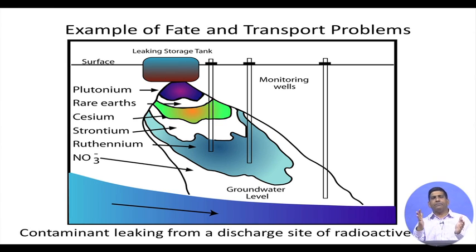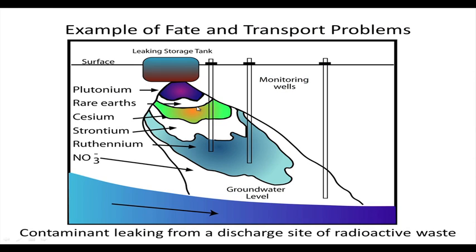Plutonium had traveled very little, then the rare earths, then the cesium, then strontium, ruthenium, and the nitrate. Nitrate is actually easily dissolved in water, so it can travel with any soil water much quicker. But the other elements in this radioactive waste behave differently based on their reaction with the soil media.